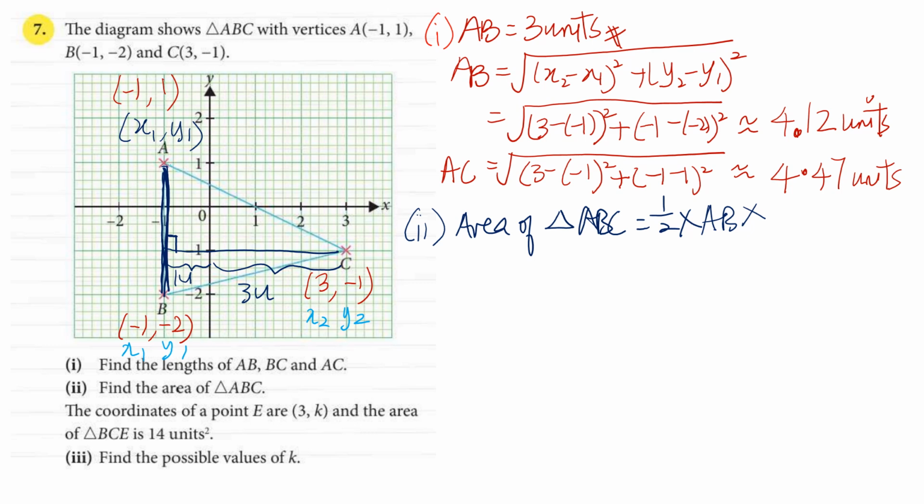So the area of triangle ABC will just be half times the base, which is AB, times the perpendicular distance, which I'm going to call h. That will be half times AB, which we have found to be 3 units earlier on, and then we found h to be 4 units. So that will give us 6 units squared. Alright, let's look at part 3.